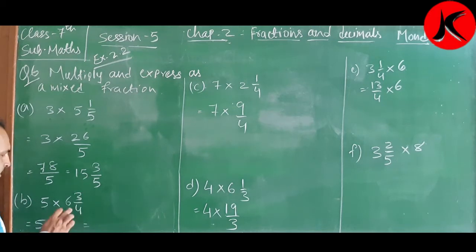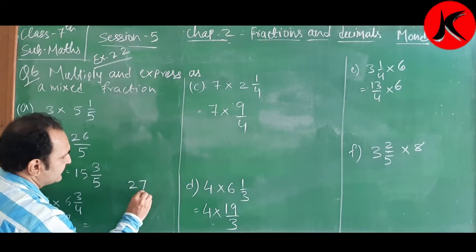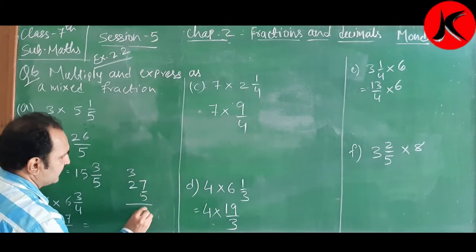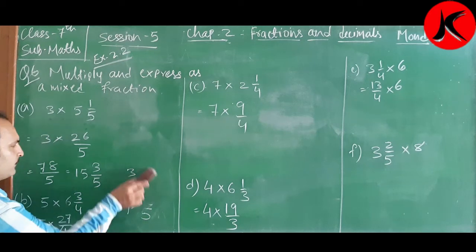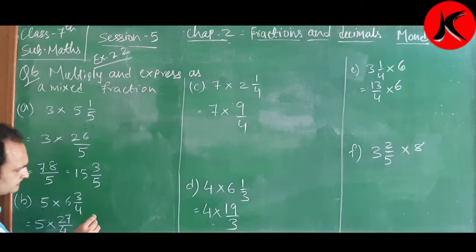Same way for 5 multiplied by 6 integer 3 upon 4. 4 6s are 24 plus 3 is 27 upon 4. 27 5s are 5 7s are 35, 5 2s are 10 plus 3 is 135. So 135 upon 4, children.